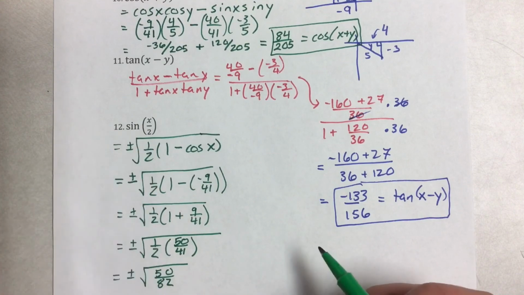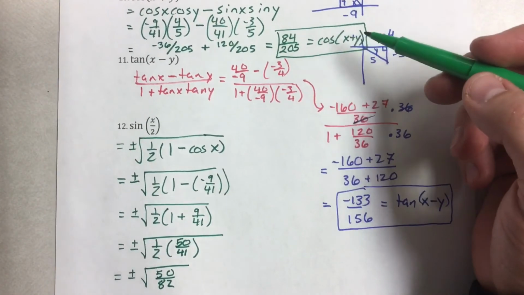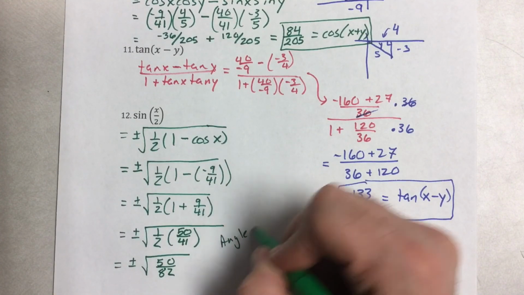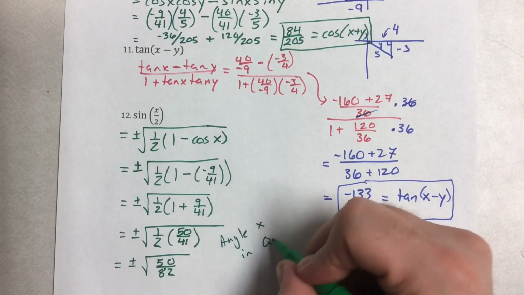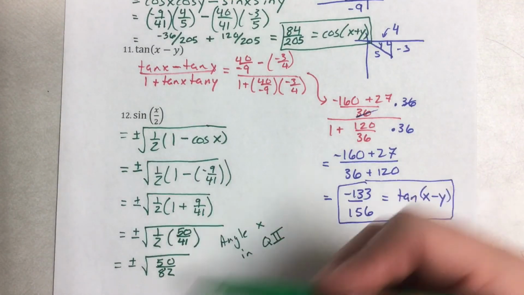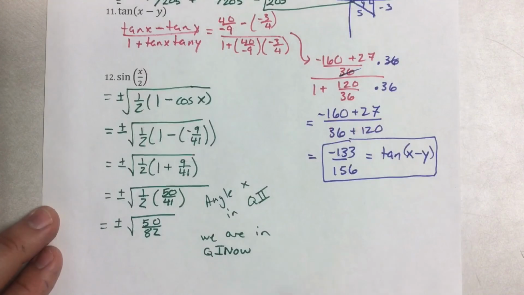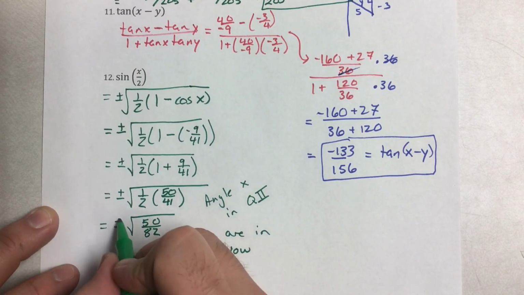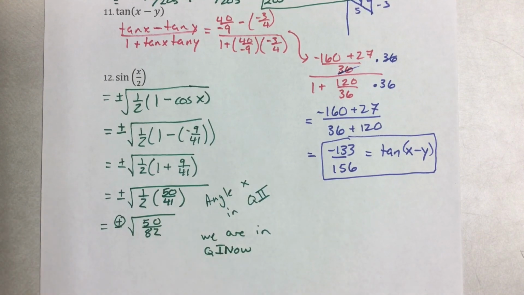All right, now since x is in quadrant 2, when I divide that angle by 2, I'm going to end up back in quadrant 1. So here we are in quadrant 1 now. Being in quadrant 1, sine is only positive.